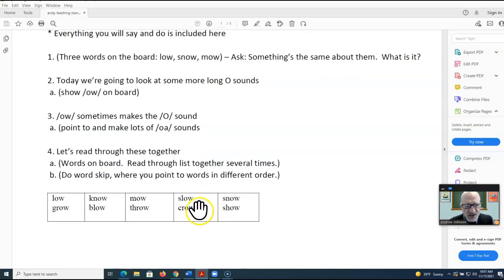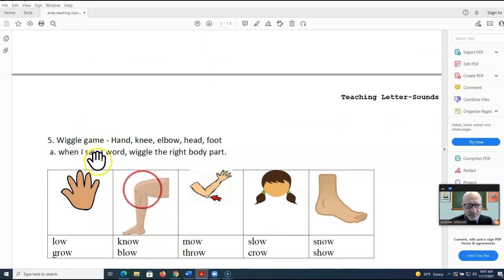Let's read through these together. And here are these words on the board. We'd read through them together, maybe once or twice, until they got to be fluent. Then I do skip the word, where we skip around and we'd have lots of fun. We point to different words in different orders and we do it faster or slower. Okay, I'm reinforcing that initial bit of direct and explicit instruction that I did up there.